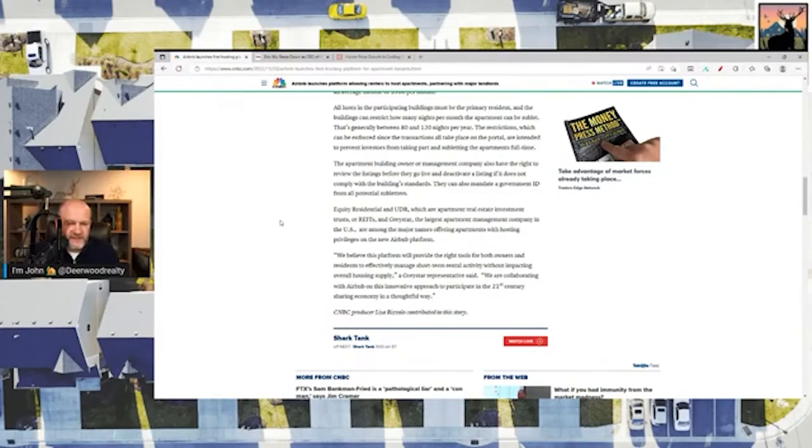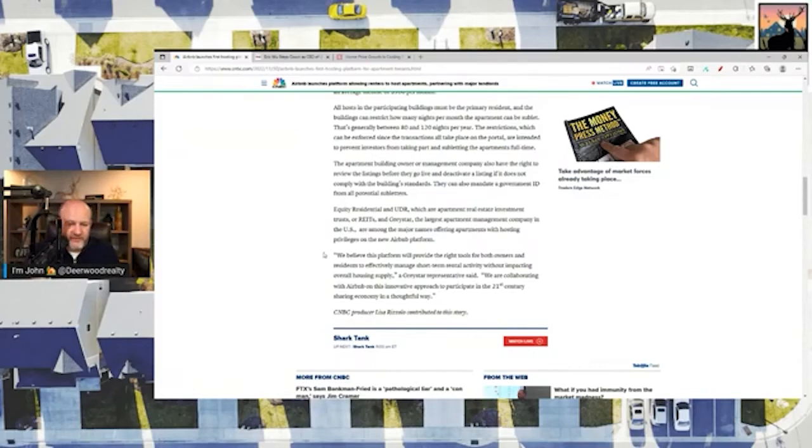Equity Residential and UDR, which are apartment real estate investment trusts, or REITs, and Greystar, the largest apartment management company in the U.S., are among the major firm names offering apartments with hosting privileges on the new Airbnb platform. If you own an apartment building and you get 20% off of the tenant who leases their unit for nothing, I mean, that's smart. Take that.